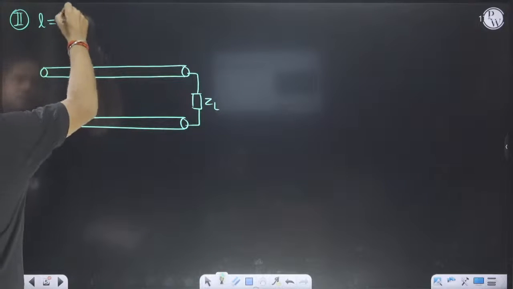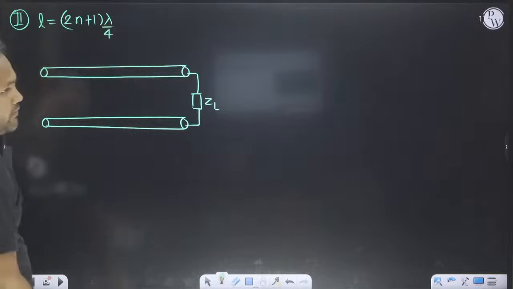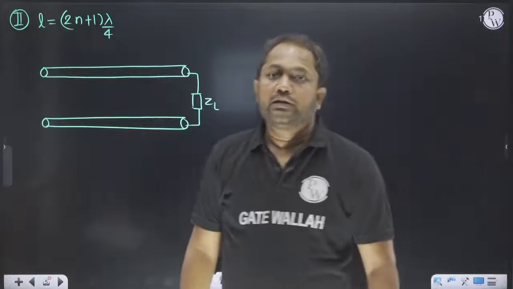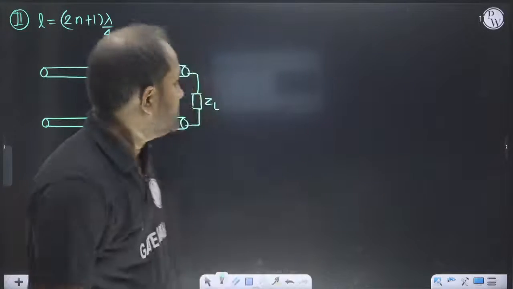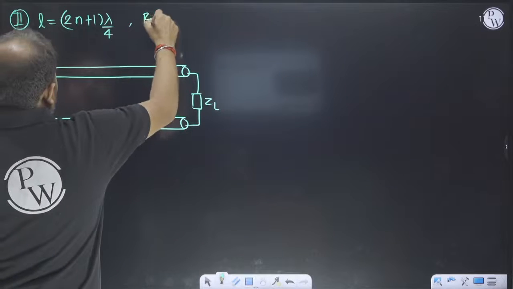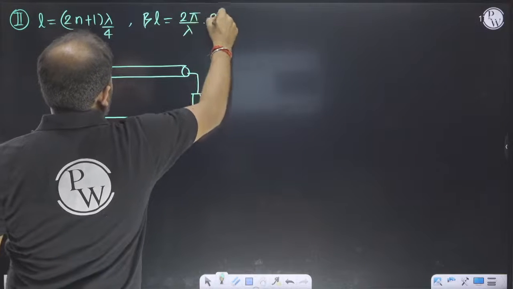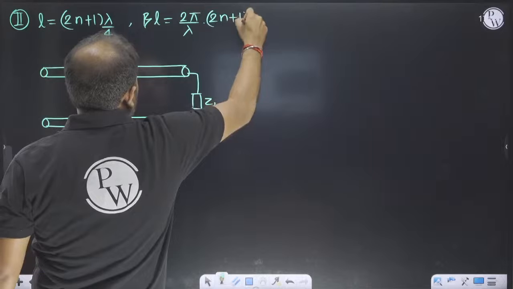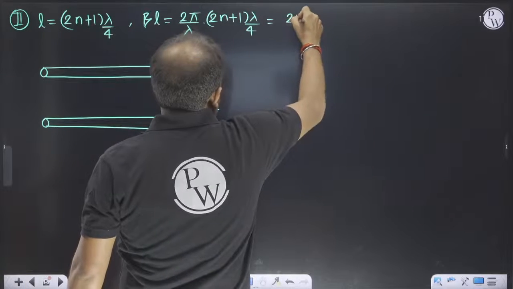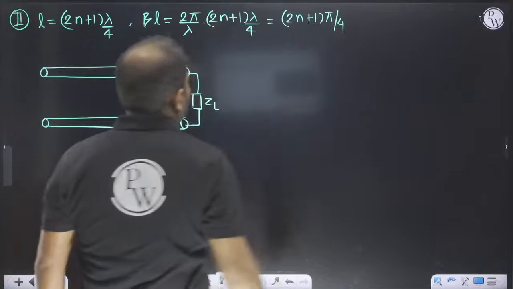It will be (2n+1) lambda by 4: 3 lambda by 4, 5 lambda by 4, 7 lambda by 4 and 9 lambda by 4, like that. So beta L, the electrical length, will be equal to 2 pi by lambda into an odd multiple of lambda by 4. So what will it be? It will be an odd multiple of pi by 2.